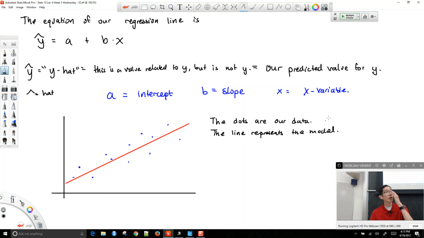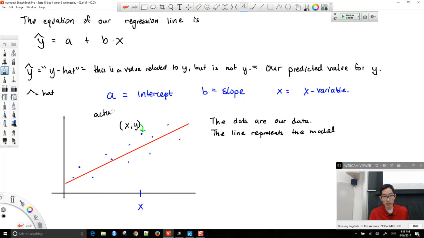Okay, and the model says that if I'm given a particular value of x, okay, so let's say I'm given this x value, all right? So here I've got an actual value right here. This is a data point, x comma y. This one right here, this is an actual value.